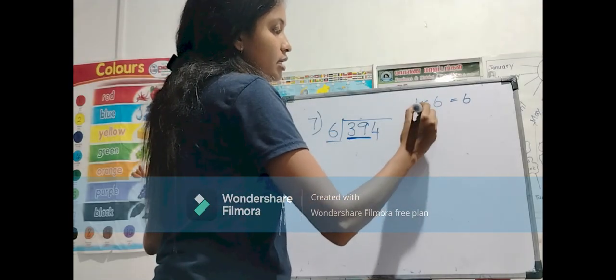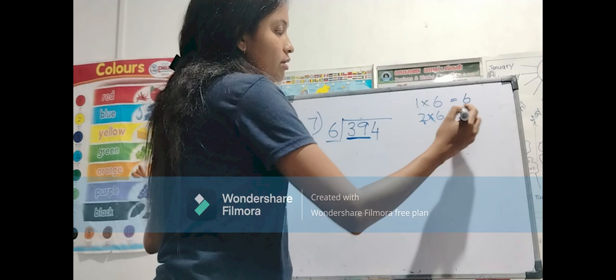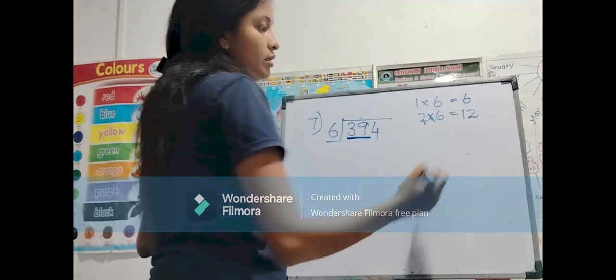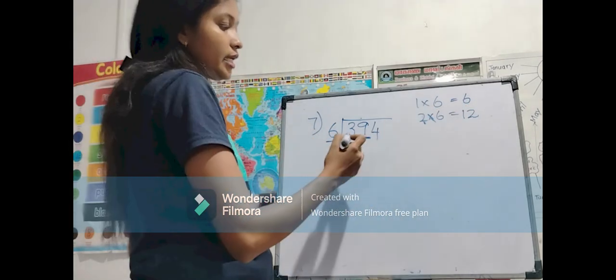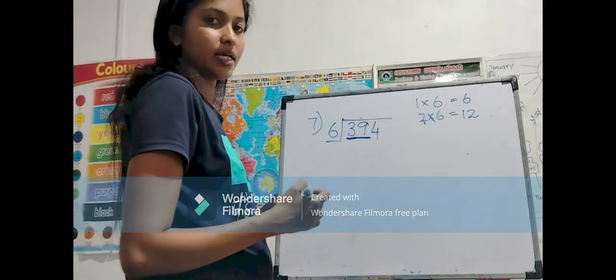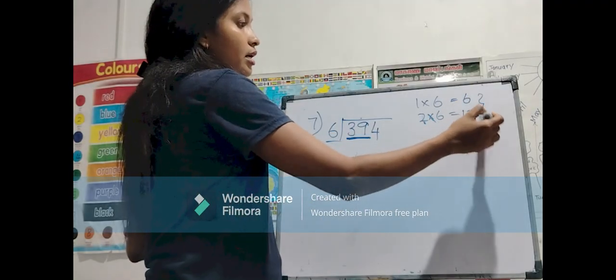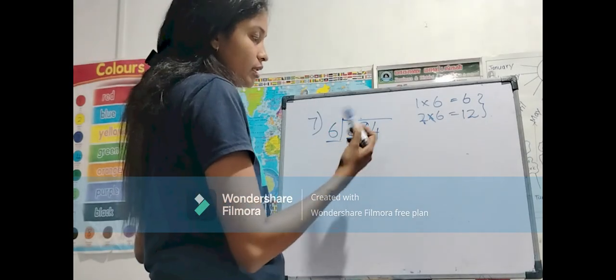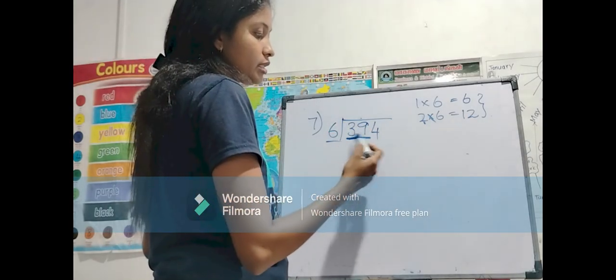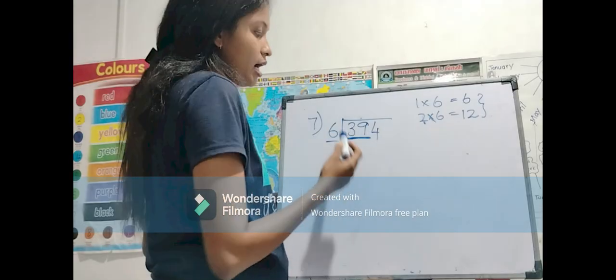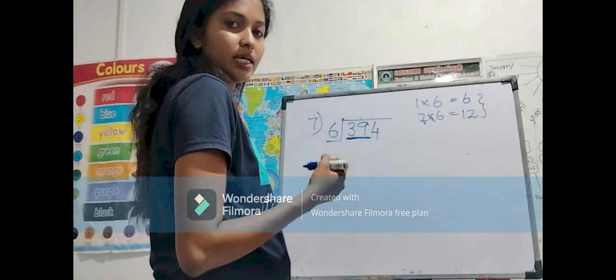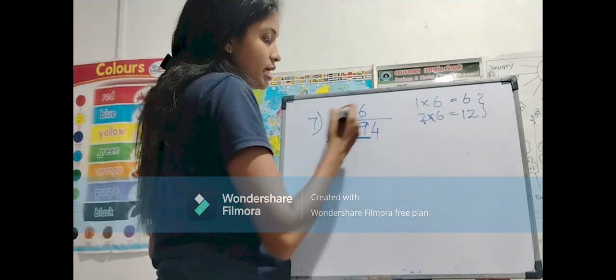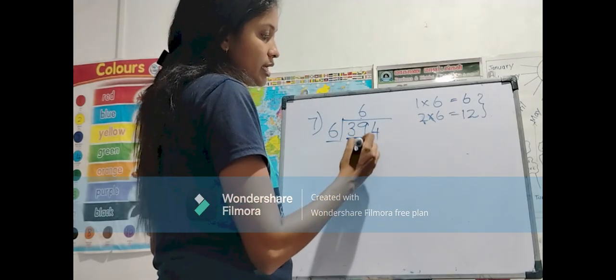2 times 6 is equal to 12. See here, we can't take this number 3, right? Because there is no nearest number even. So we need to take 39. How many 6s are in 39? 6. 6 times 6 is equal to 36.